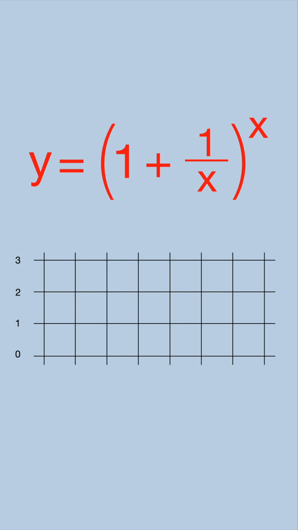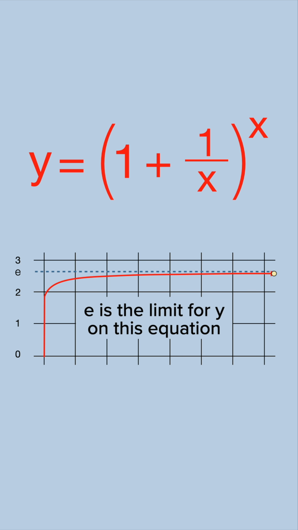Let's look at another example of where weird phenomenons happen with E. y equals (1 plus 1 over x) to the x power. So if we put E right here, as you can see, as this graph gets bigger, as x gets bigger, it approaches the limit of E. So E is the limit for this equation. Those are just two examples, though.